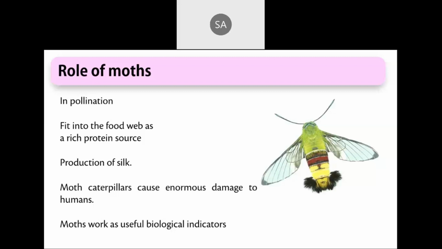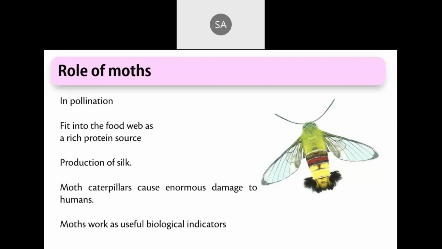So coming to the role of moths, most butterflies and moths are important plant pollinators. They help in the pollination process. They fit into the food web as a rich protein source for other animals. They are a good source of food for their predators, or those that feed on them. A few butterfly and moth caterpillars are pests and do a considerable amount of damage to our farms and gardens.